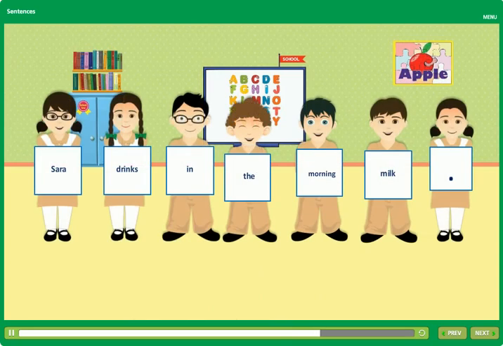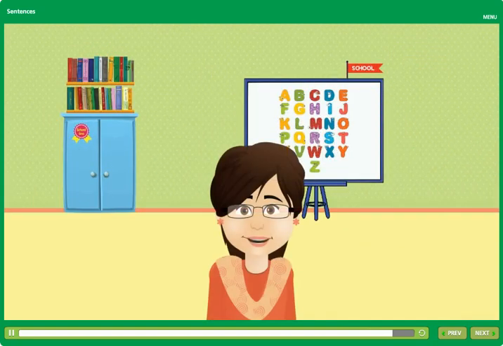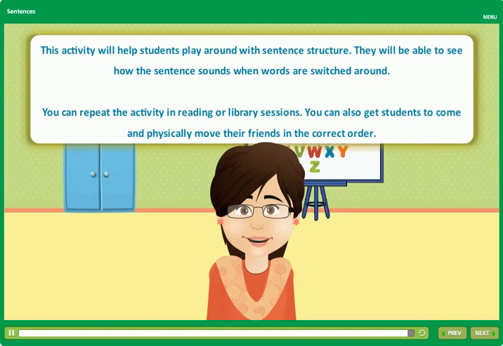Okay, now let's read the sentence. Sarah drinks in the morning milk. Does this sentence sound right? I don't think so. There seems to be one little problem with it. Who can tell me what? Repeat the exercise with the other sentences as many times as you want.